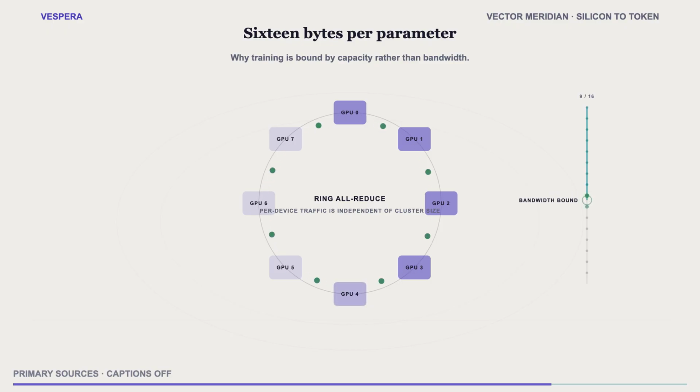Then activations. The backward pass needs the forward pass's intermediate values to compute gradients. So every activation must be kept from when it is produced until it is consumed on the way back. Activation memory scales with batch size times sequence length times hidden dimension times depth, and at long context it can exceed everything else combined. The ZeRO-Infinity authors put the historical mismatch starkly.